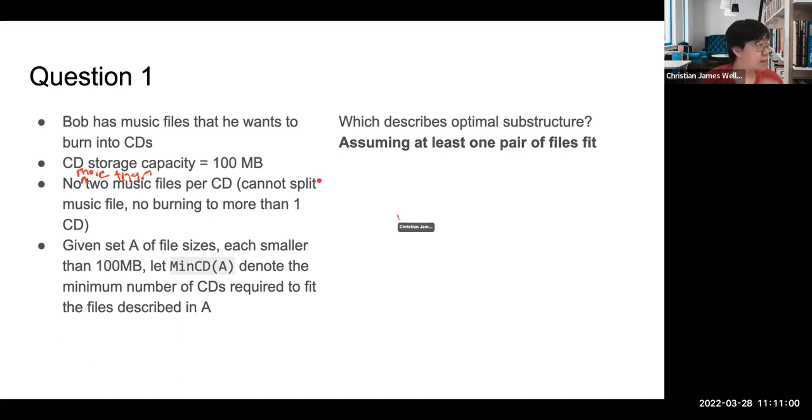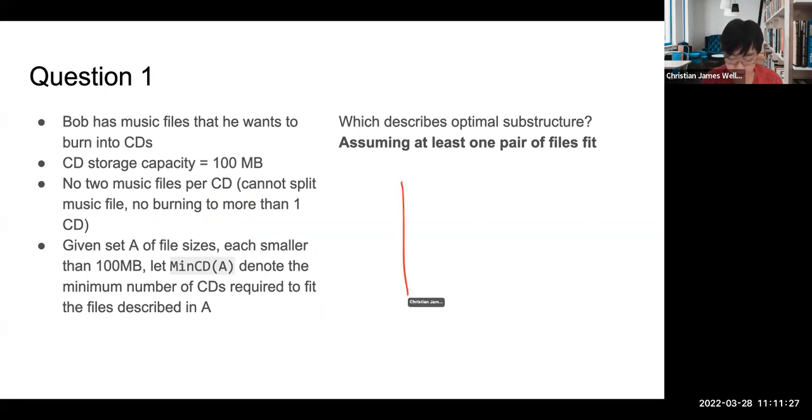Files can be split across CDs? Okay, I might have been confused by my own transferring to the slide here. No more than 2 music files per CD. My description here says that you cannot split a music file. So I think it's both. So in a CD, right?